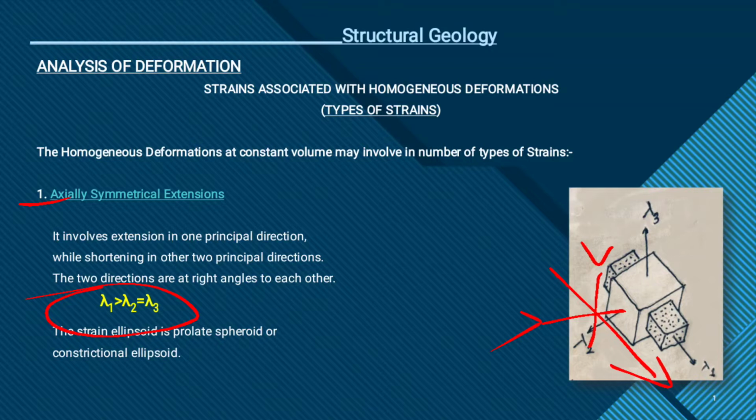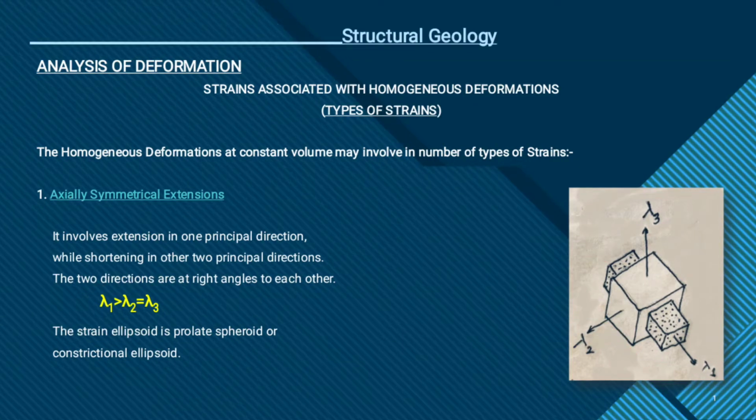Okay. And such strain is known as a prolate strain ellipsoid, or constrictional. So it's constrictional because the most number of axes are constricted. It is known as cigar-shaped deformation. Okay, cigar.